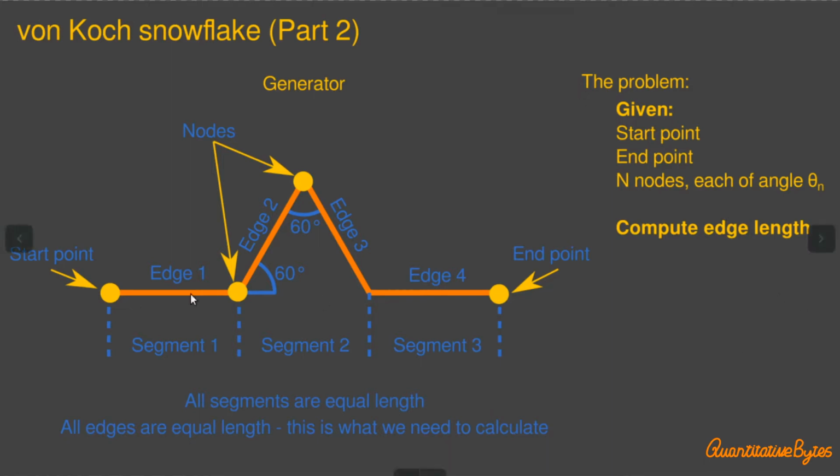So we stated that the particular problem with the geometry is: given a starting point and an ending point, and then a number of user-specified nodes, n, each with a user-specified angle, theta n, we had to compute the length of each edge, and this, of course, is the step length for our turtle. We're using the turtle graphics class that we created in a previous episode. I'll put a link to all the previous episodes in the description below.